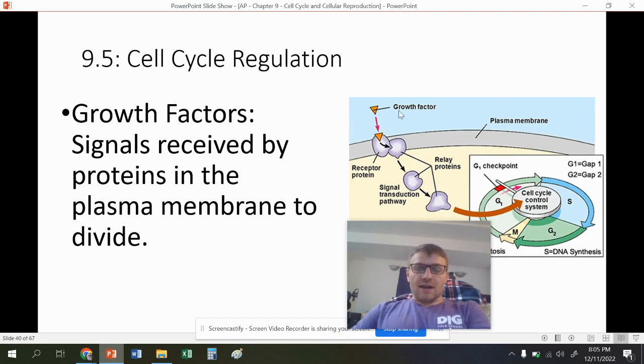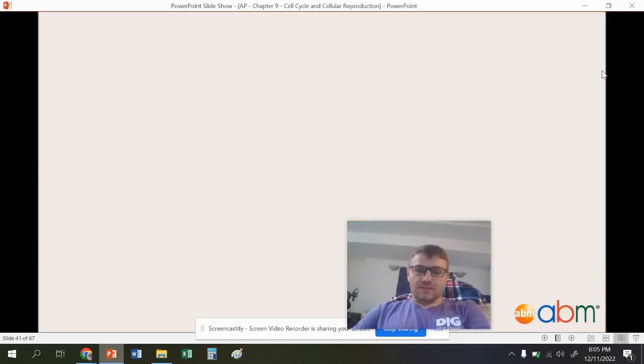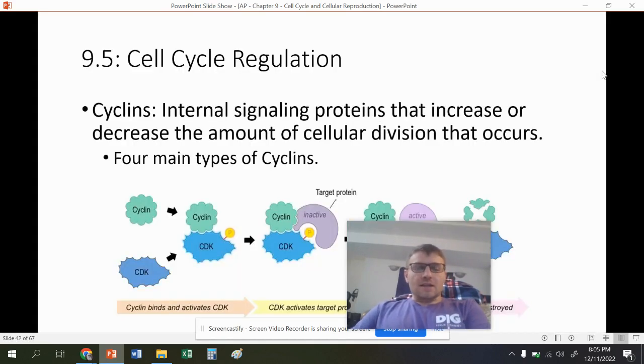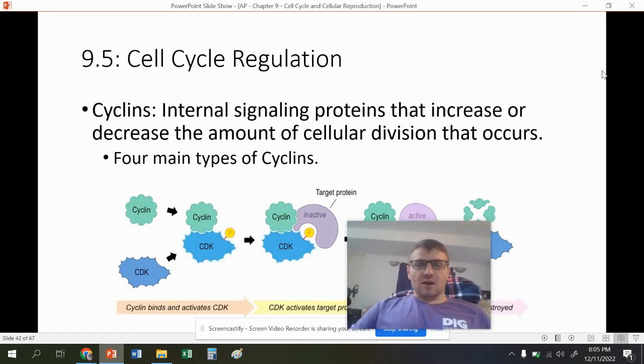So what this does is it allows your body to regulate what cells go through mitosis, because we don't want all of your cells to go through mitosis at the same time, because again, you want only certain types of cells growing or dividing. It does this by using something called cyclins. Cyclins are internal signaling proteins that increase or decrease the amount of cellular division that occurs.